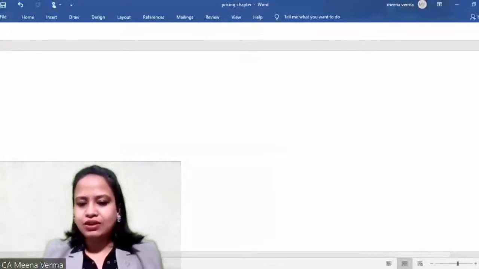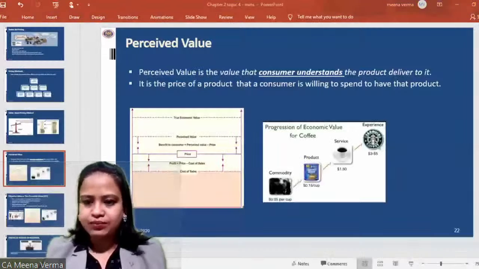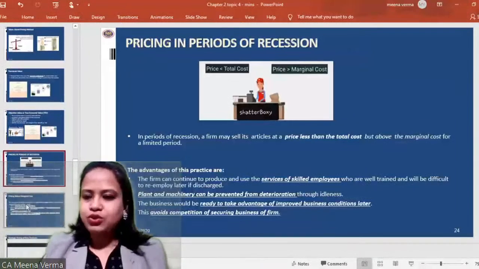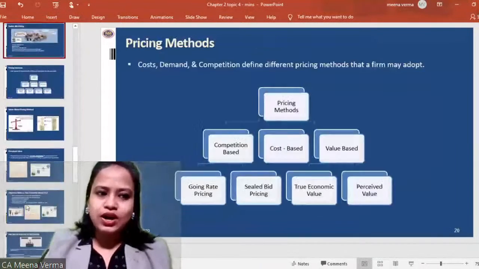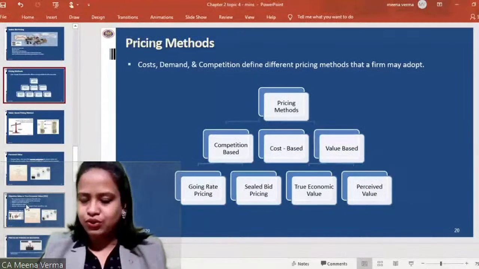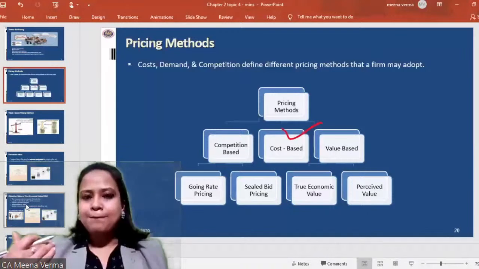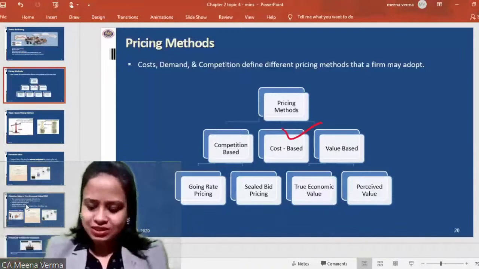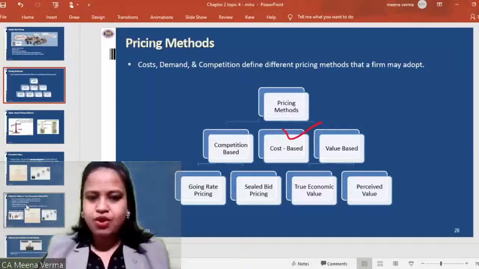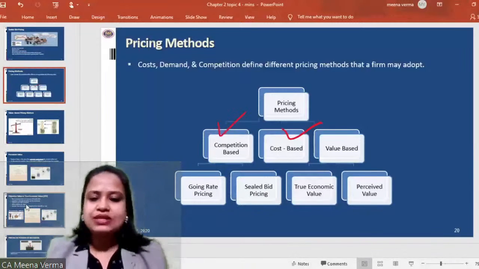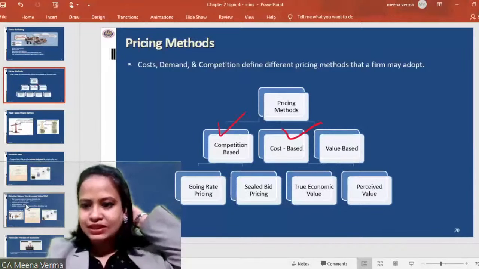Now let us consider the remaining topic. I hope the true economic value is clear. So I hope these concepts are clear to all of you. Pricing method, first method was cost-based pricing method. You will consider the cost, the markup which you want to earn from the product, then you will decide the selling price. Then competition based, you generally follow this method in case of monopoly.